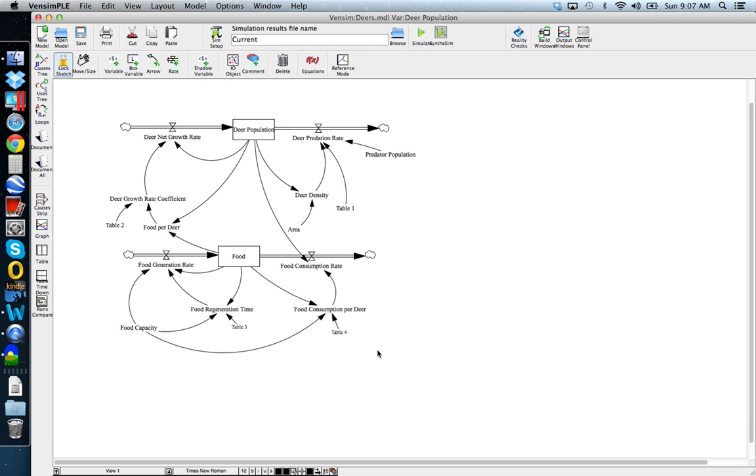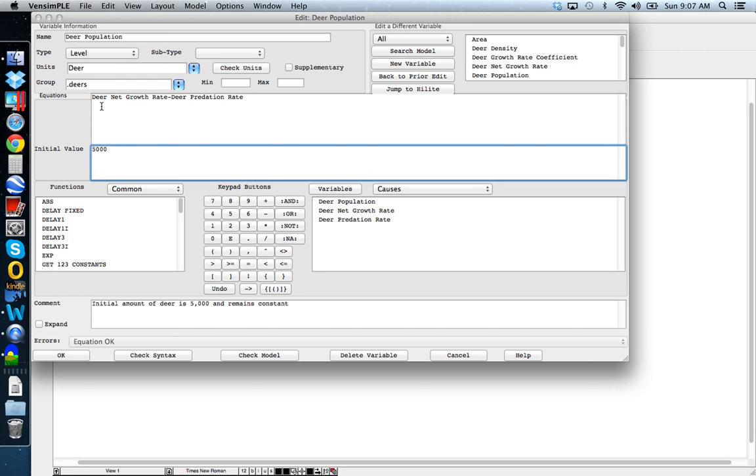So this is the model we were just discussing in the lecture before. There's a population stock of deer, and the other stock is the food. Okay, so what I want to do first is walk through the equations that are in the model. If we look at the equation for population, you can see that the deer have a net growth and a predation rate. The units are deer, and the initial value is 5,000.